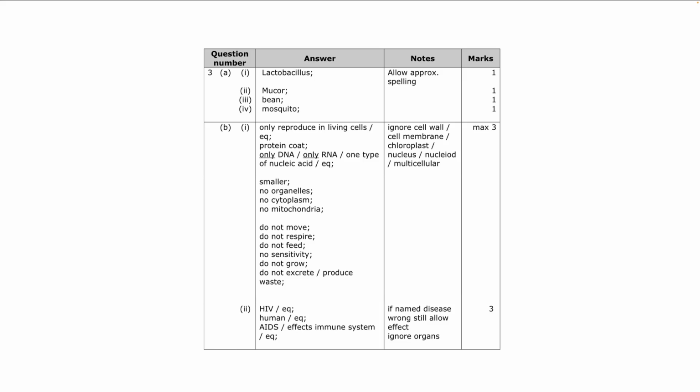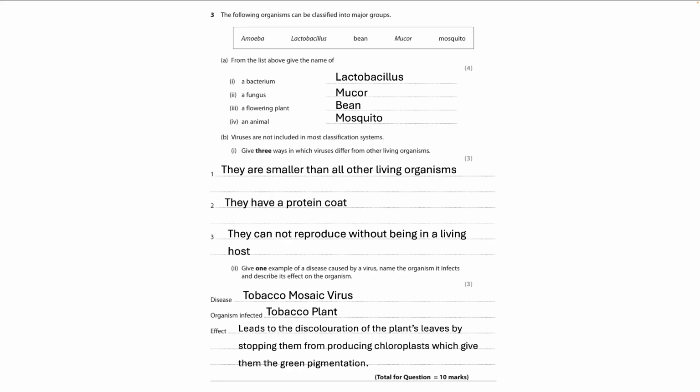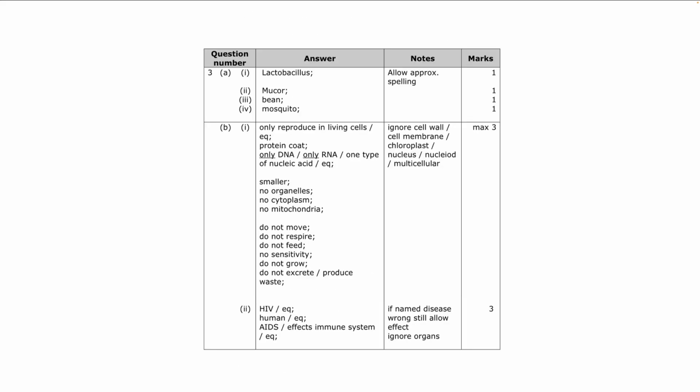But again, any disease and any virus associated with it works, as long as it's caused by a virus like the question asks. Don't talk about any other diseases caused by other pathogens. The question clearly states caused by a virus. So for the first part of B, you could have also written any of those valid reasons. Really, it's just a test of your knowledge here. Anything else valid will get the mark. So give yourself a mark.